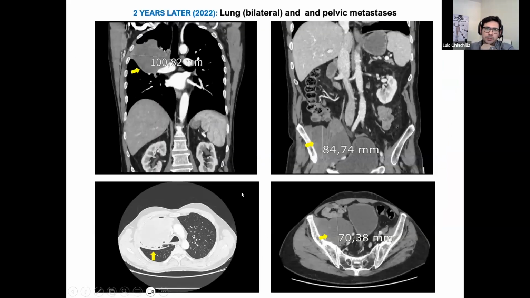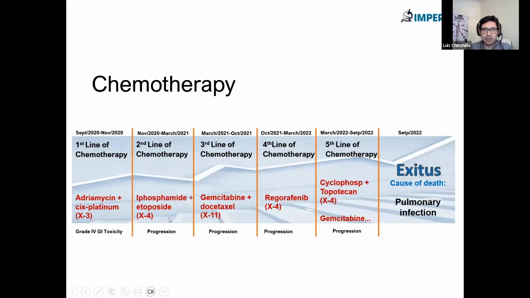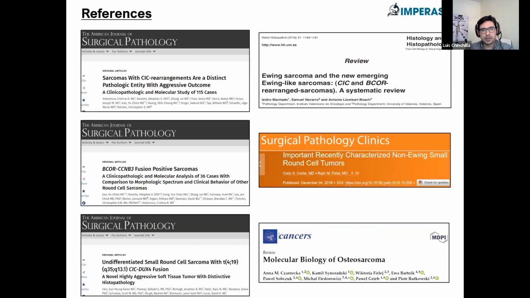And 2 years later, in 2022, the patient presented bilateral lung metastases and pelvic metastases. So this is the chemotherapy the patient received, 5 lines of chemotherapy with toxicity, progression to different lines of chemotherapy. And finally, the patient died of a pulmonary infection. So these are some of the references I have used for this presentation.